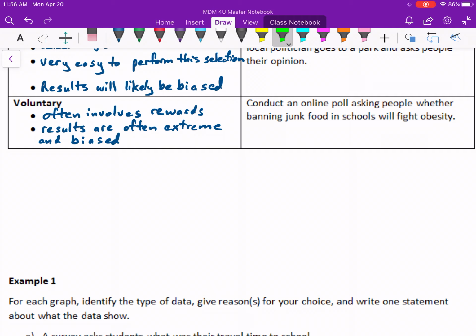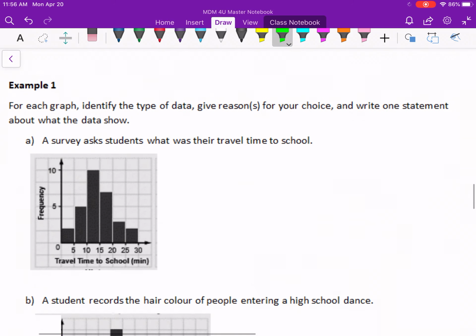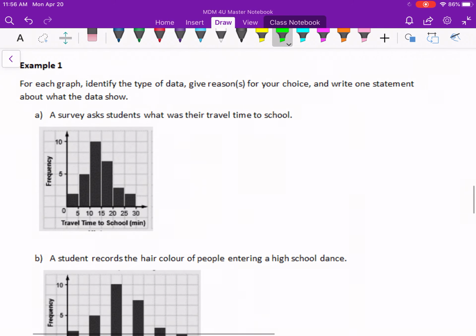Let's just do a really quick run through some examples so that we can try to put this together. So example 1, for each graph, identify the type of data, give reasons for your choice. The first one is a survey that asked students what their travel time to school was.